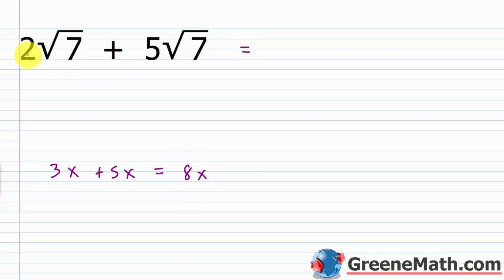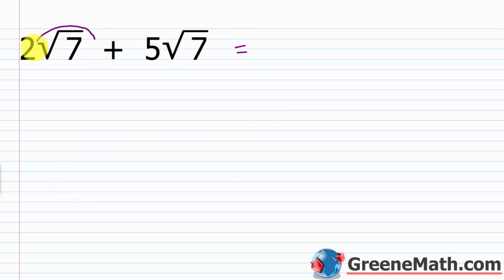If I have 2 times the square root of 7 plus 5 times the square root of 7, I'm just going to do 2 plus 5, that's 7, times this common radical, which is the square root of 7. And I can show this officially using the distributive property. It's just a little bit slower.